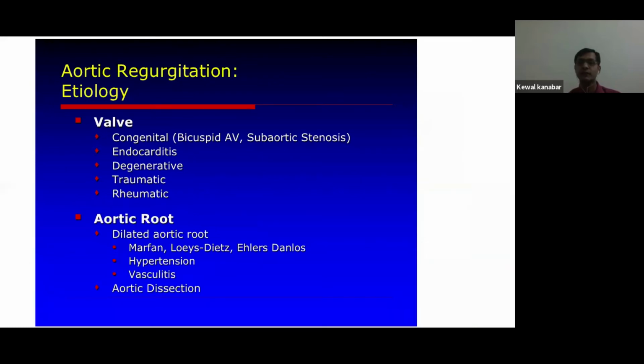Valvular causes include bicuspid aortic valve, endocarditis, and rheumatic valve disease, whereas disorders of the aortic root include dilated aortic root, hypertension, cystic medial necrosis, Marfan syndrome, Ehlers-Danlos syndrome, and importantly, aortic dissection. Of these two entities, endocarditis and aortic dissection commonly result in acute aortic regurgitation, whereas other causes like bicuspid aortic valve, rheumatic or sclerodegenerative aortic valve commonly result in chronic aortic regurgitation.